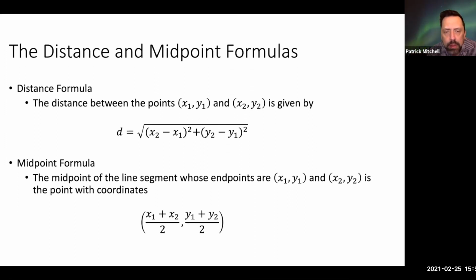The midpoint formula, I think, is a lot easier to remember. The midpoint of the line segment whose endpoints are (x1, y1) and (x2, y2) is the point whose coordinates are (x1 plus x2 over 2, y1 plus y2 over 2). In other words, just average the x's, average the y's.